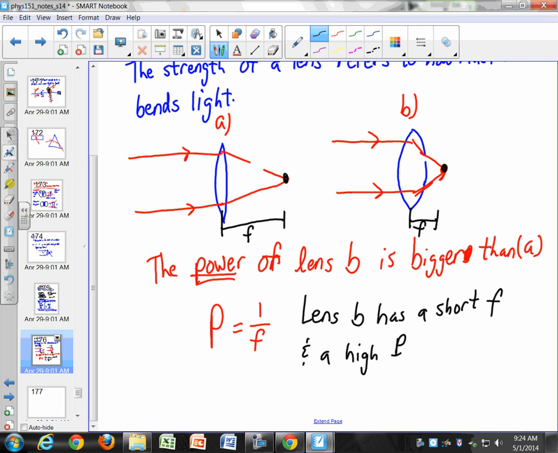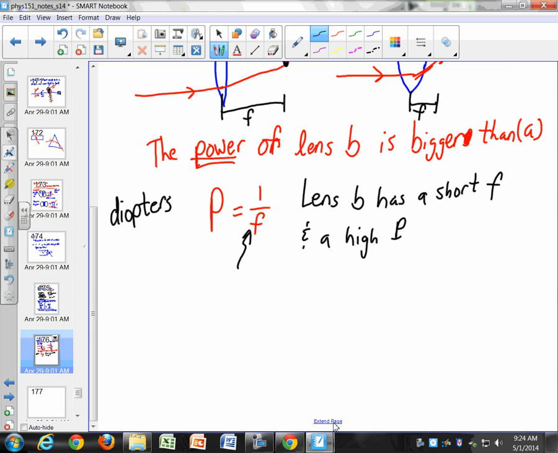Power, you've probably heard the units for this before, especially if you wear glasses. Power is measured in diopters, and it's just the inverse of the focal length. However, be very careful because the focal length has to be in its SI units. We don't usually use the focal length in its SI units, but it has to be in this case, and that's in meters.